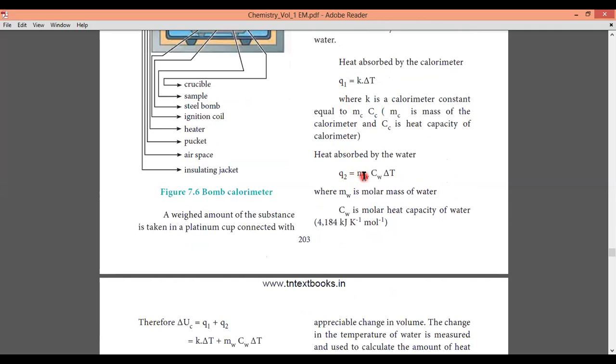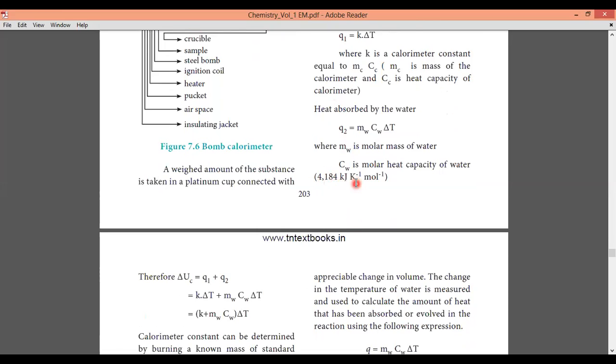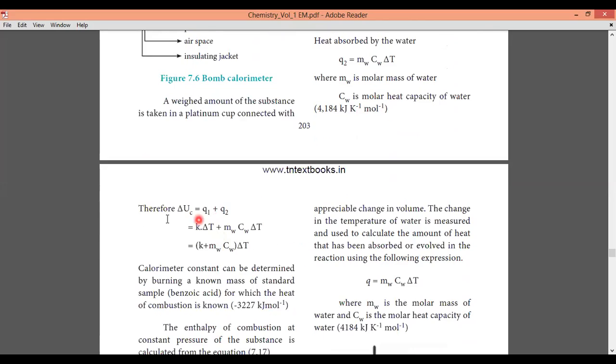Next Q2 க்கு வந்து என்னன்னா MW CW into delta T. This MW means it refers to the molar mass of water. C heat capacity. Molar heat capacity of water. So that will be given by the value 4184 kilojoule per Kelvin per mole. So now therefore we can tell delta U C will be equal to Q1 plus Q2.